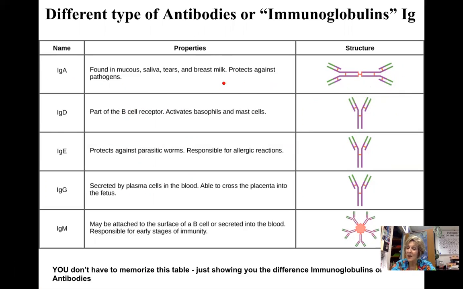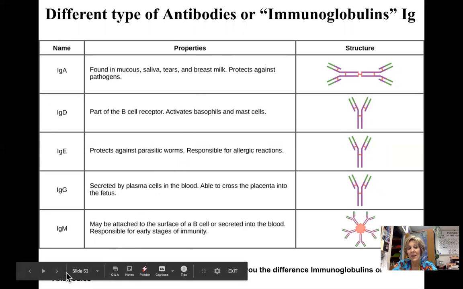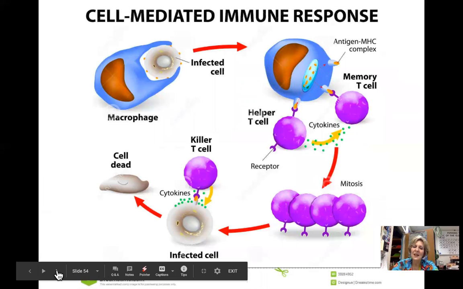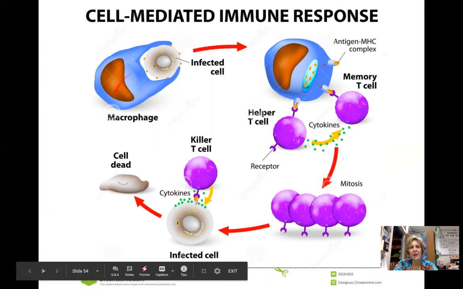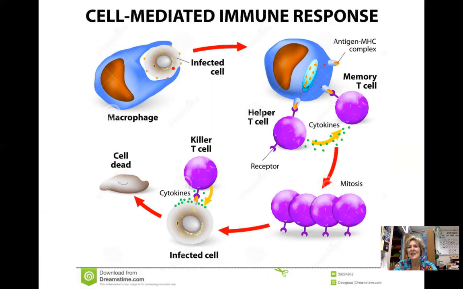And this is why breastfeeding is so important in humans, because when a mother breastfeeds, she is actually delivering antibodies to her baby through her milk. And that's a really important thing for a newborn whose immune system is not fully functional yet. So let's talk a little bit now about the cell-mediated immune response. So we've talked about, here's a macrophage ingesting some type of pathogen. And so it's going to digest it.